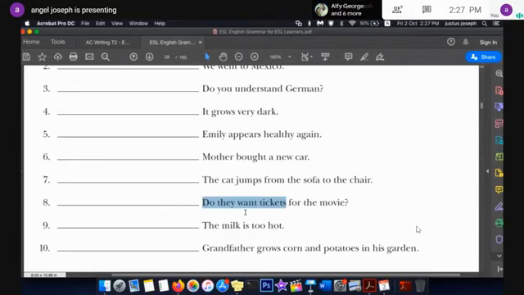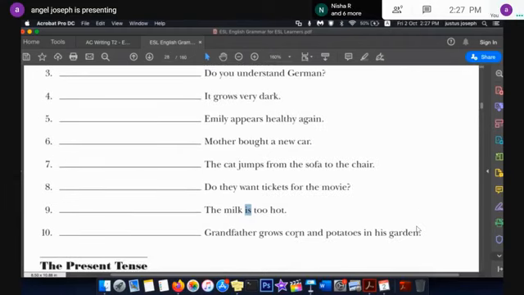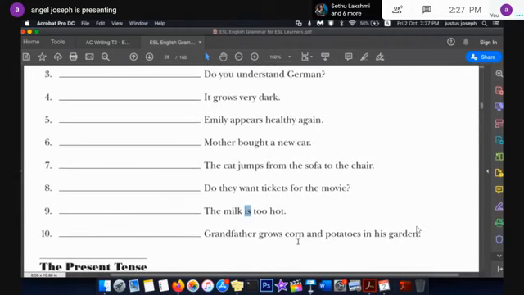Okay, next one. That's simple. 9th. Linking. Right. Okay. And the last one, number 10. Grandfather. Transitive. Grandfather grows corn and potatoes in his garden. Transitive verb. Good. So now that we know these 3 basic types of verbs, we can move ahead with the next topic.